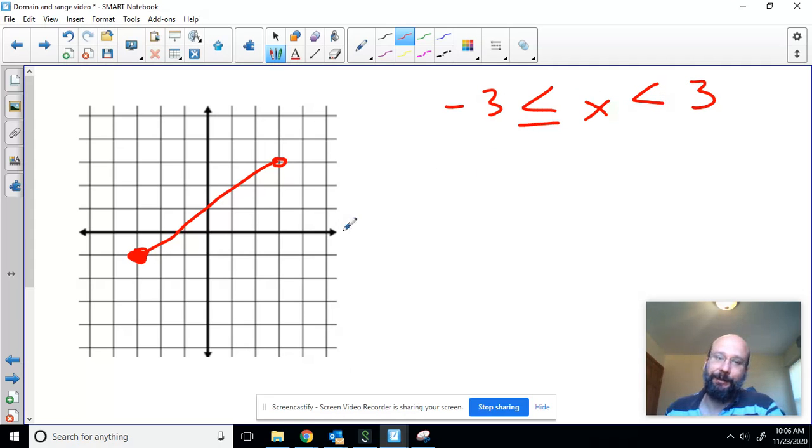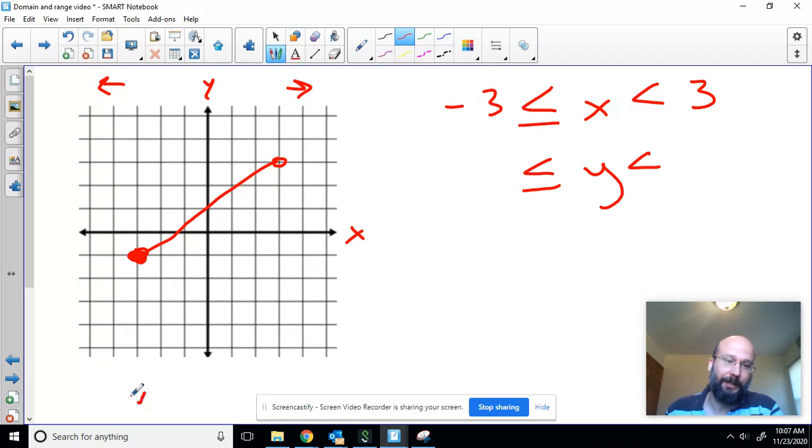So when you're looking at the domain, you're only looking at the x and you're only looking left to right. So the y, you're only looking at the y and you're only looking from low to high. Low to high. So the lowest point is right here at -1 and it's solid, so there's a line underneath. The highest point is 3.